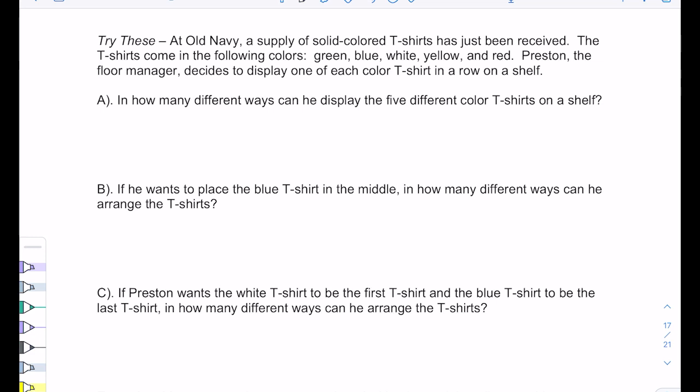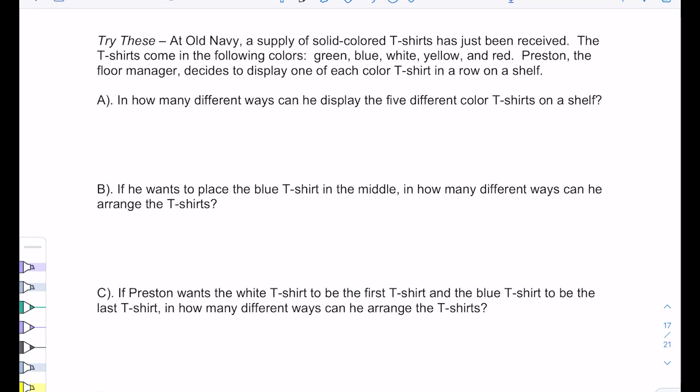At Old Navy, a supply of solid colored t-shirts has just been received. The t-shirts come in the following colors: green, blue, white, yellow, and red. Preston, the floor manager, decides to display one of each color t-shirt in a row on a shelf. In how many different ways can he display the 5 different color t-shirts on a shelf?